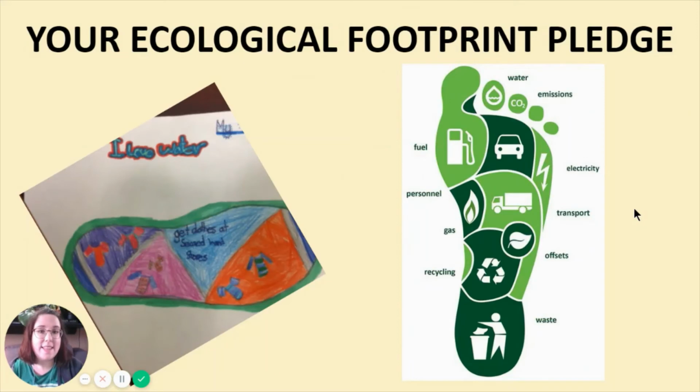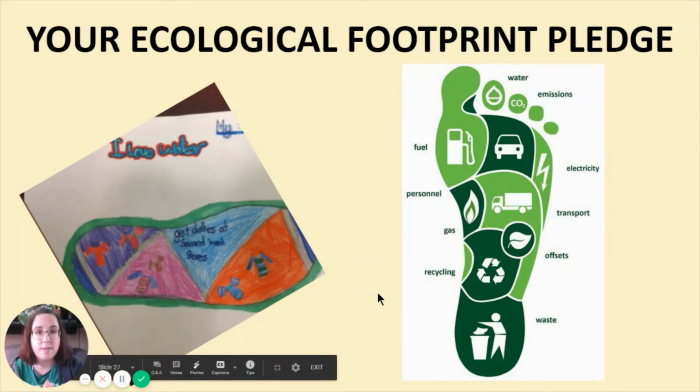But the one thing that is really, really good to do, and you can do it right now, is to create an ecological footprint pledge. And all you have to do is take a blank piece of paper, you put it on the ground, and you trace your foot. Now, once you've traced your foot, now you have a footprint on a piece of paper. It kind of looks like this.